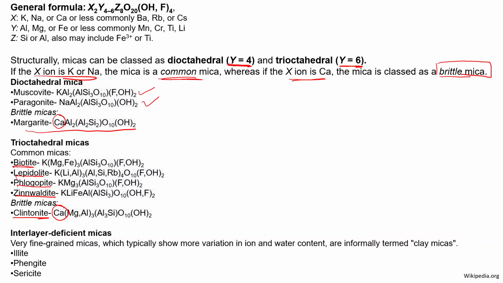Then you have very rare interlayer deficient micas, which are extremely fine-grained micas. They show more variation in iron and water content, and they are termed clay micas. Best examples: illite, phengite, sericite. All these are very fine-grained clay micas, and both dioctahedral and trioctahedral types are found in the clay micas. So for interlayer deficient mica, you cannot say that it is only dioctahedral or trioctahedral. They could be both.